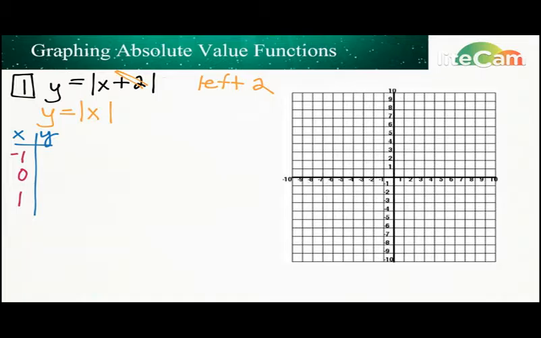So if I take a -1 and put it into the absolute value, so I'm going to just plug everything into x, then I get 1. If you put 0 in the absolute value, you're going to get 0. And if I put 1, I get 1. Okay? So now I'm going to go graph those points. -1, 1, 0, 0, and 1, 1. Now what if I wanted to graph some more points?